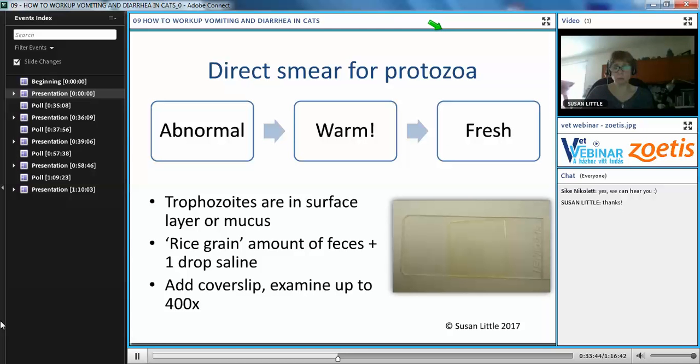And what you're looking for is moving protozoa, especially Giardia or Tritrichomonas. So that's one of the quick tests. We're going to talk a little bit more in depth about these protozoa, but that's a quick in-clinic test that you can do. So for all of these diarrhea cases, we always want to have a centrifugation technique, and we want to have a direct smear as well.